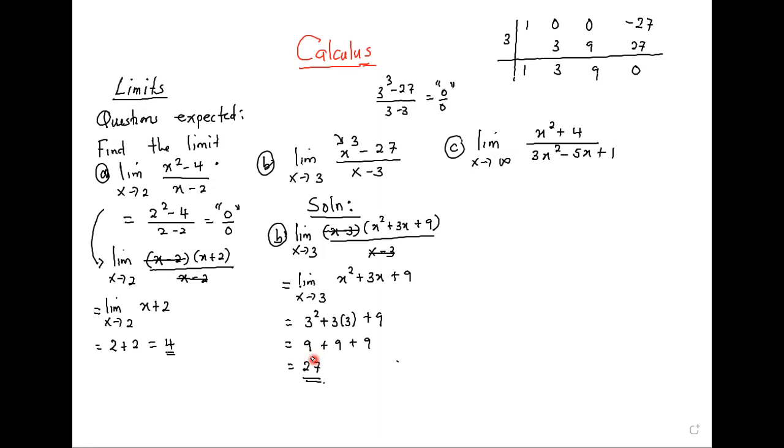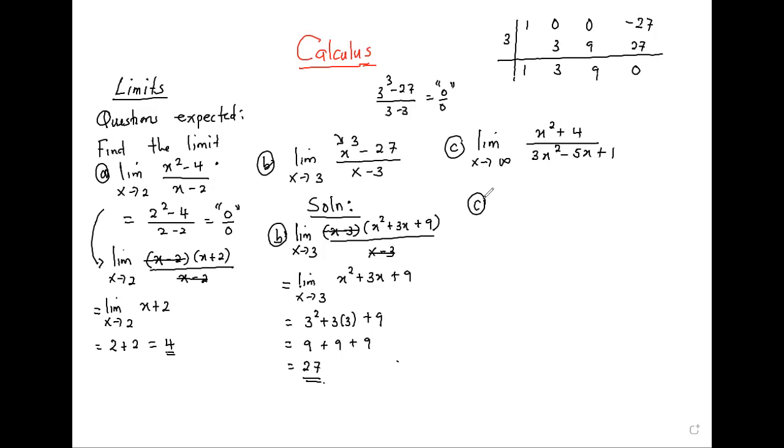Then now we go to the other type of limit. C. Now look at C. C is saying x squared plus 4 over 3x squared minus 5x plus 1. But this time around, x goes to infinity.